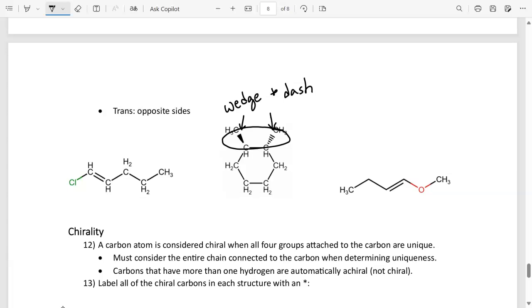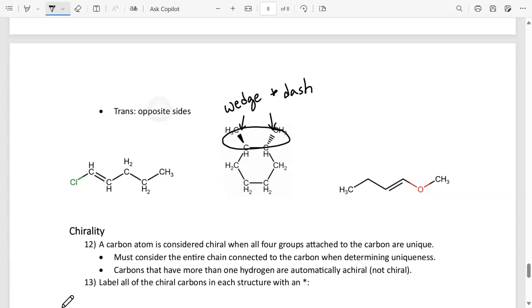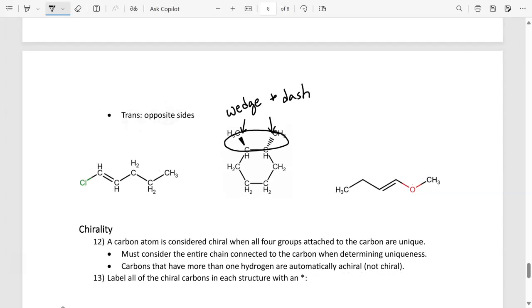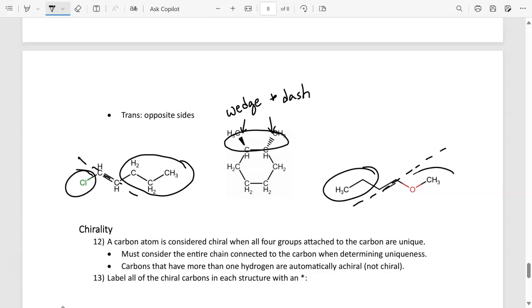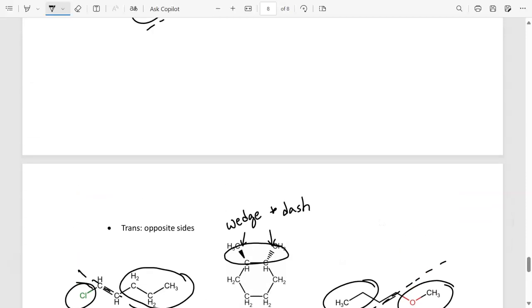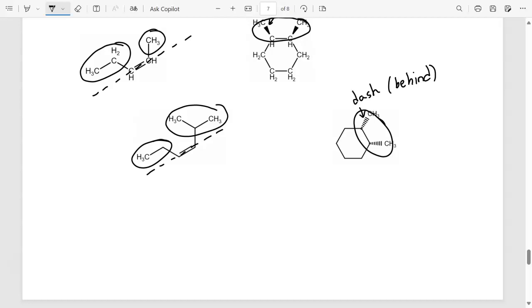With the double bond, we're going to do that same concept where we're going to draw a dotted line through the double bond, and this time the groups on either side of that double bond are on opposite sides of the dotted line. And we can try this again with the second example. Draw that dotted line through the double bond, and notice how they are on opposite sides of that dotted line in both cases. Whereas up here, for cis, they were all located on the same side of that double bond.